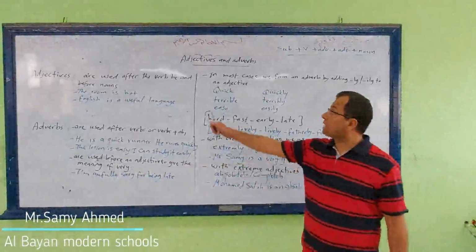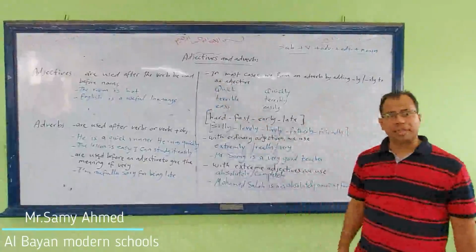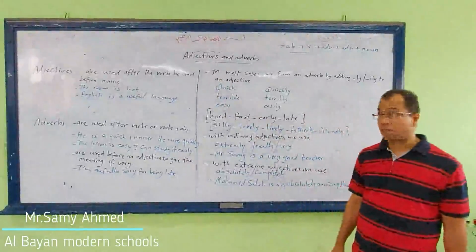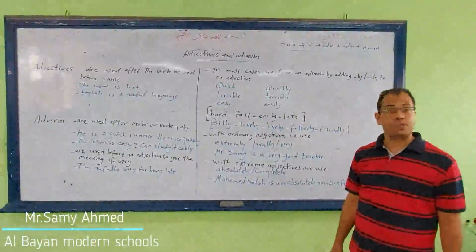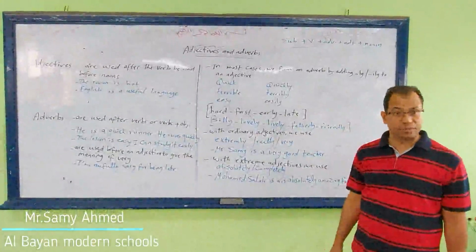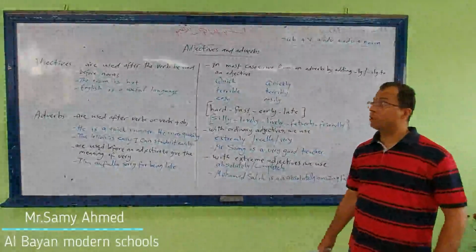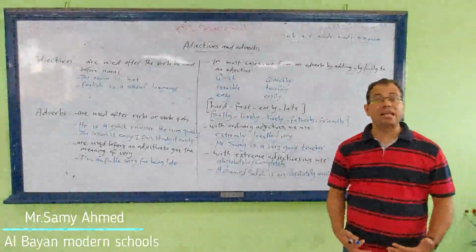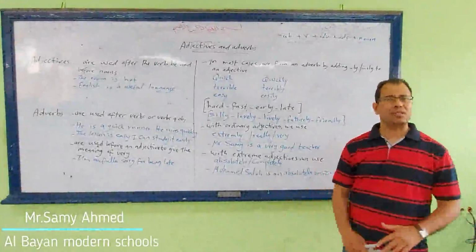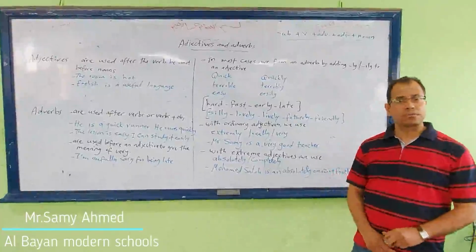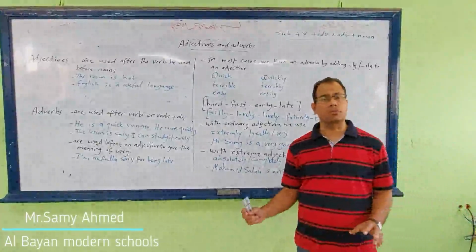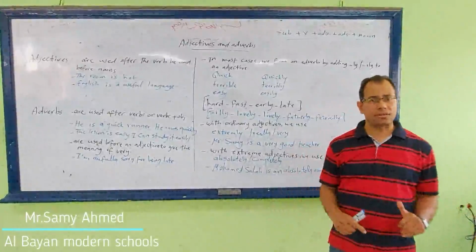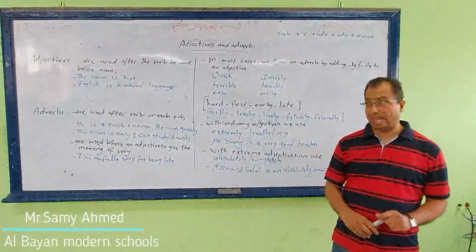It's about adjectives and adverbs. It's a completion to the last lesson. The last lesson was about adjectives in two forms, comparative and superlative. But today we are going to know more information about adjectives and adverbs generally. What is the difference? Many students can have some kind of confusion so as to differentiate between adjectives and adverbs.